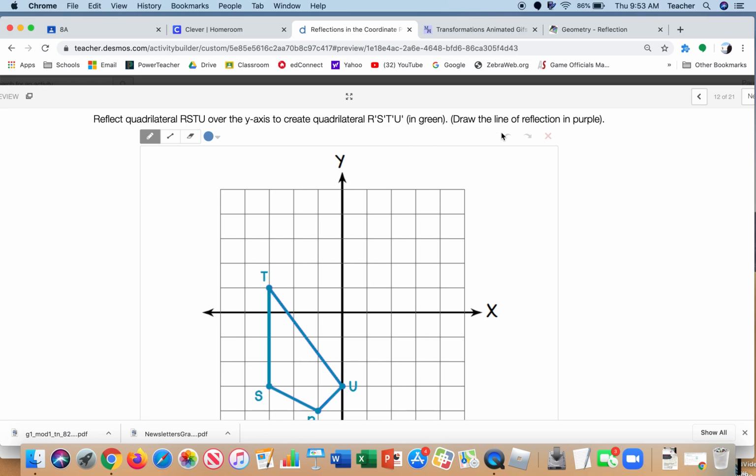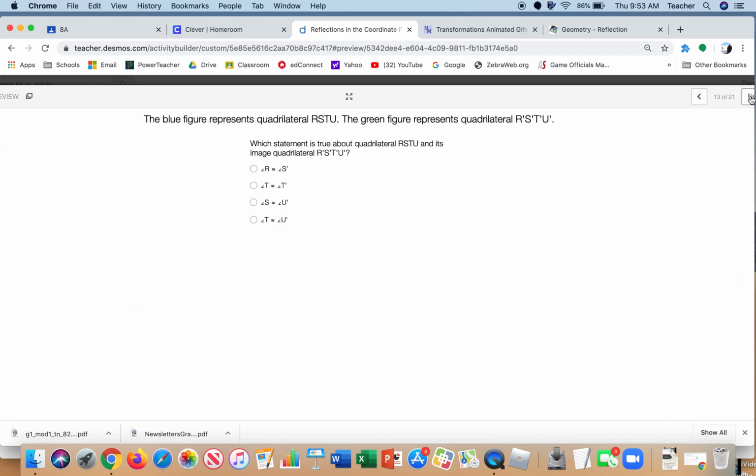All right, we're reflecting this over the y-axis. So then this quadrilateral will end up over here. Let's see, the green figure represents this. Which statement? Again, now we're talking about angles. The angles are congruent because it's the same size and the same shape. So you just have to find which one is the same, and it's T and T prime.